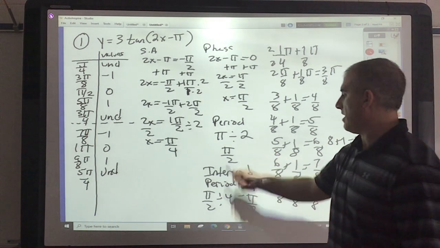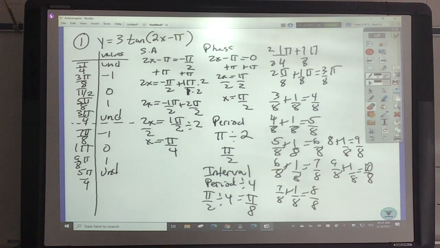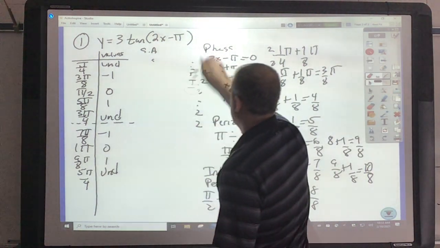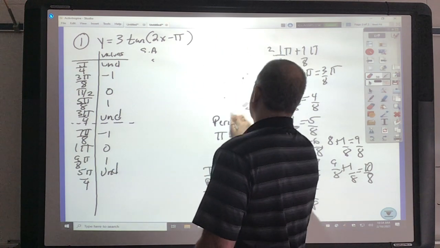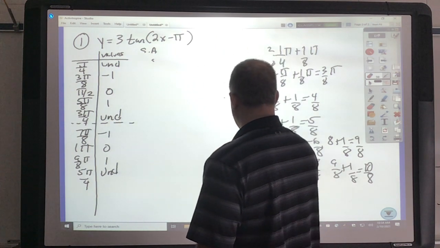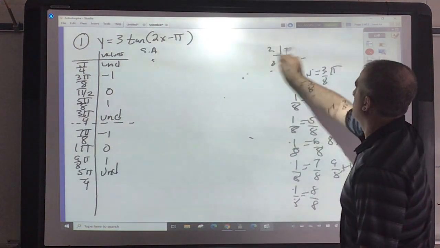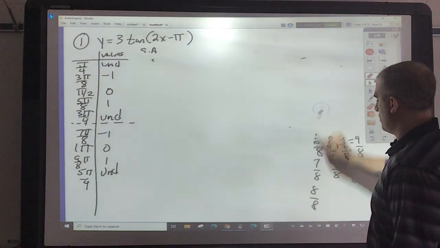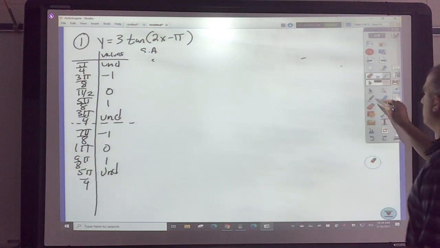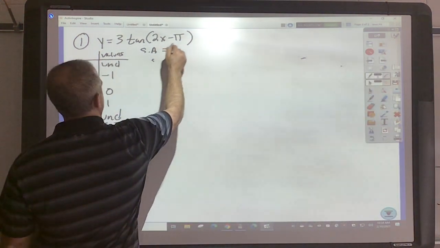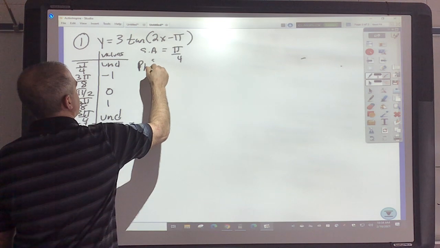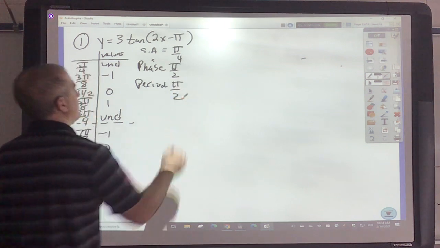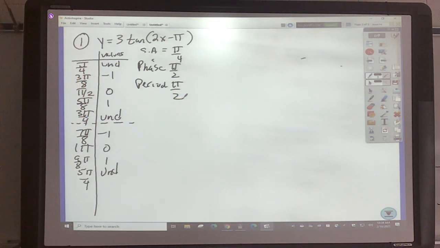So that's all your fractions. Your period was pi/2, interval was that, phase shift was that. Now I'm going to erase all this stuff so I can make my graph. I will write what my phase shift and all that stuff was. So I had a starting angle of pi over 4, a phase shift of pi over 2, and a period of also pi over 2. So just for your notes, which I'll post.